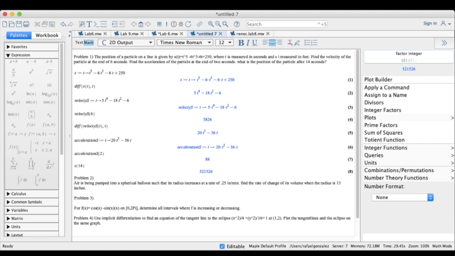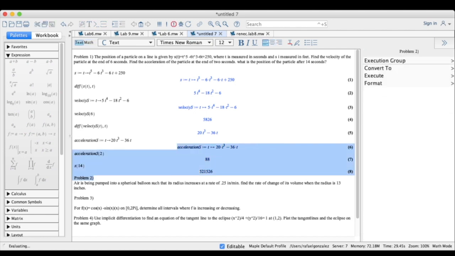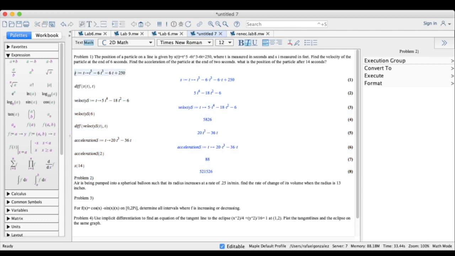This particle is moving very fast. So that is the end of this particular problem. Just remember that the first function you're given is always, unless you're otherwise told, going to be the position. The first derivative is the velocity. The second derivative is the acceleration.